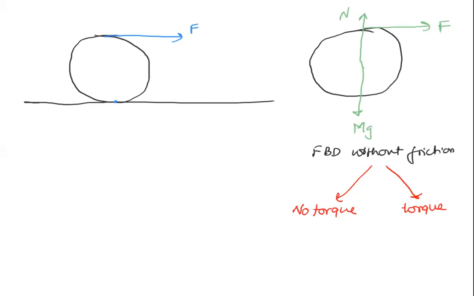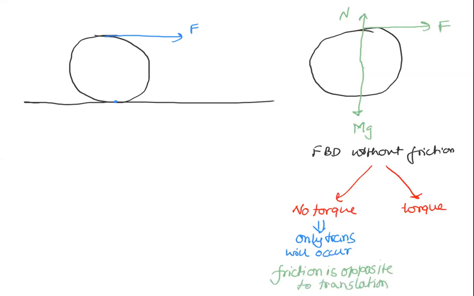If there is no torque, then this implies that only translation will occur. The object will translate. And in this case, friction is opposite to the translation. Okay.